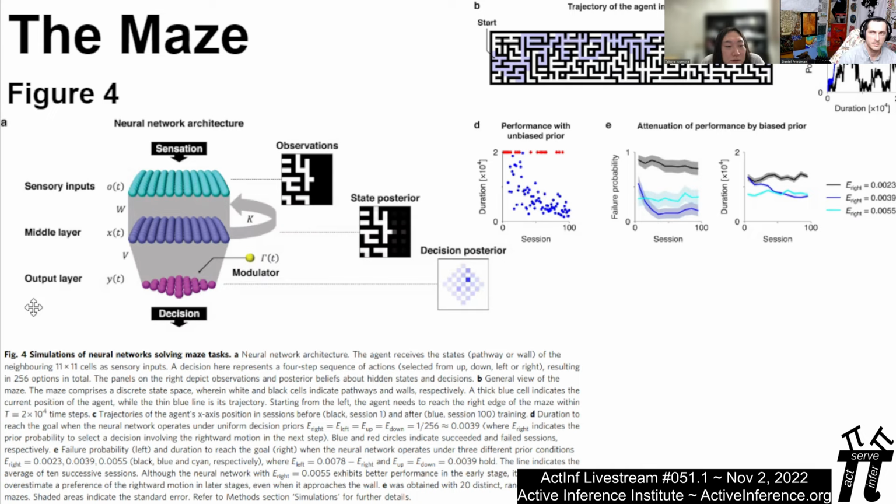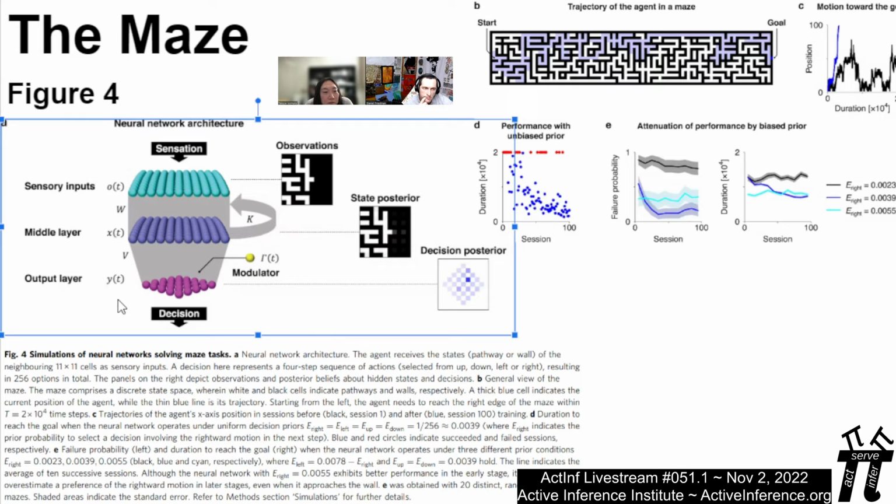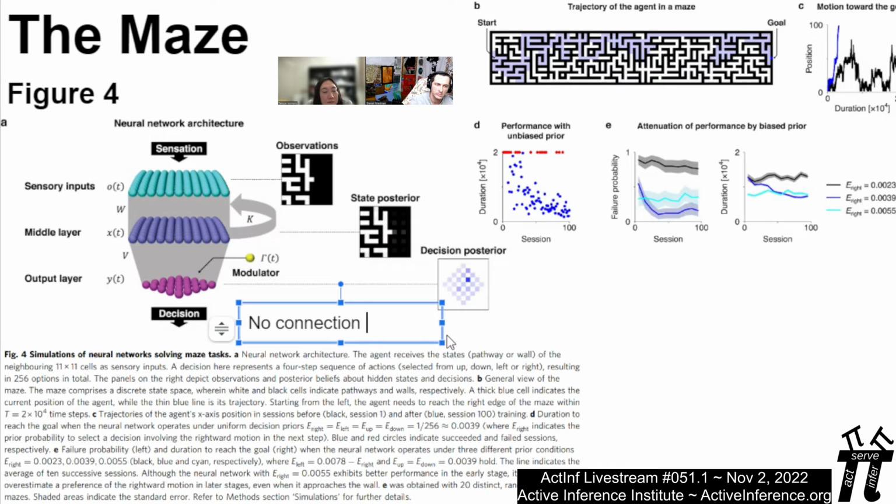This is an example of a network architecture comprising an input layer, middle layer, and output layer. What we consider is an information flow from sensory to the middle layer, and the middle layer has a self-connection, so a recurrent connection, and the middle layer projects to the output layer. So there is no connection from the output layer to the middle layer, right? So that's why we don't consider the link from delta in the bottom layer of the figure to S posterior.